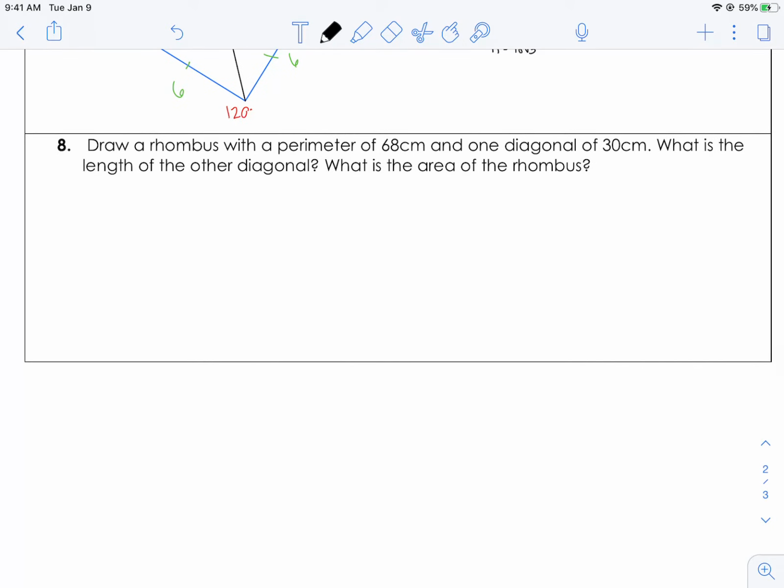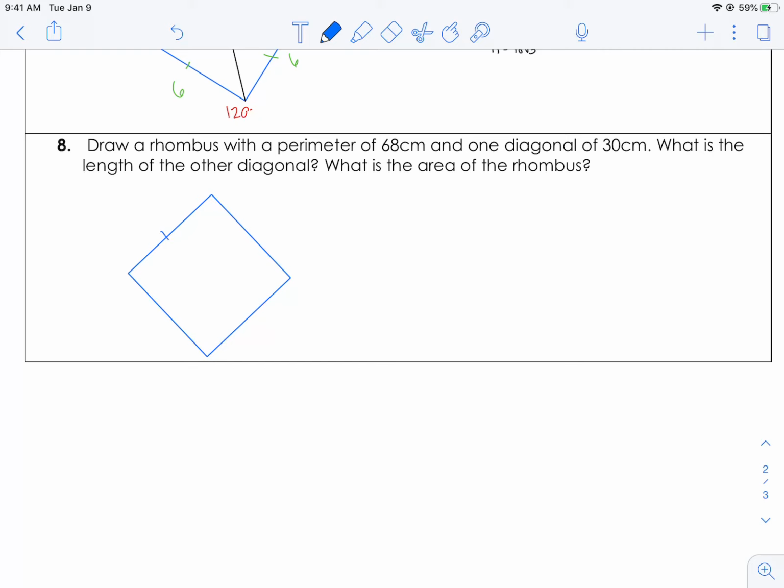And then the last one, this one's for everybody. So we're going to draw a rhombus with a perimeter of 68. So go ahead, draw your rhombus. Ooh, that is not a rhombus. There we go.